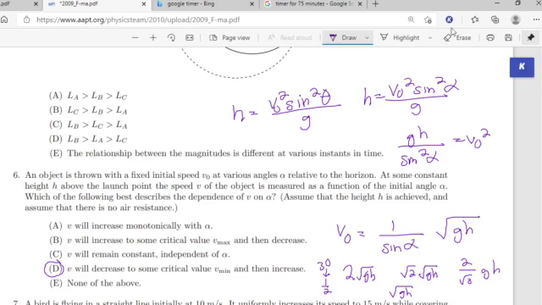Actually, no, it never really increases. So I think I'm gonna have to go none of the above.